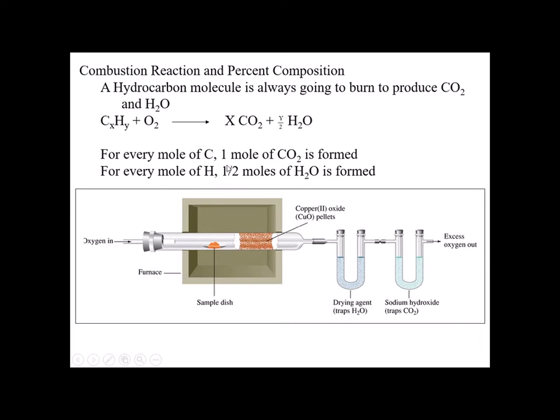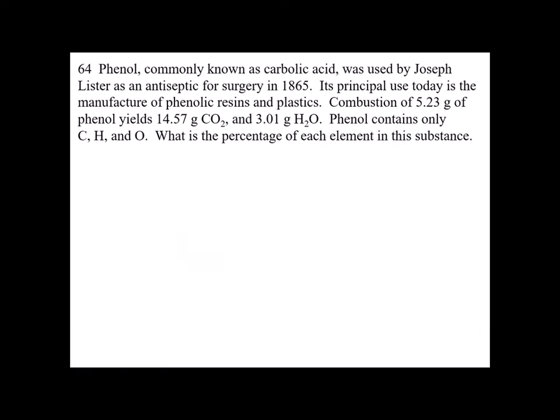All right, and so I'm just going to show you how to do the calculations. So number 64, this is the only problem like this, and it's fairly complex. Phenol is commonly known as carbolic acid, which was used by Joseph Lister as an antiseptic for surgery in 1865. So basically this was developed during the Civil War. Its principal use today is the manufacture of phenolic resins and plastics.